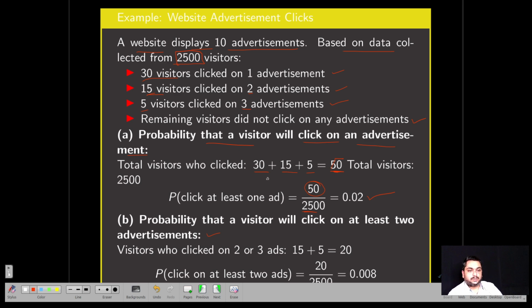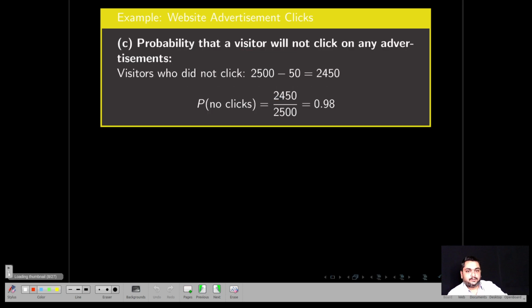Visitors who clicked at least 2 means what, which cases will come? This is at least 2, this is at least 2, no? So 15 plus 5, so 20 visitors have clicked on at least 2 advertisements. So this is the probability, 20 by 2500.